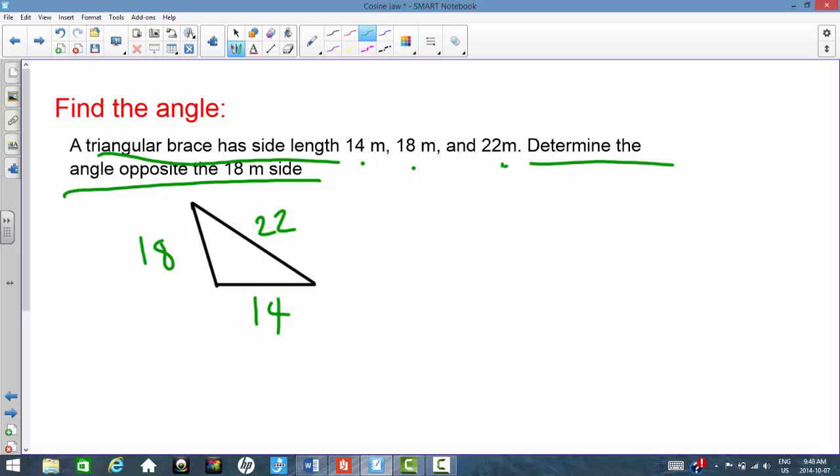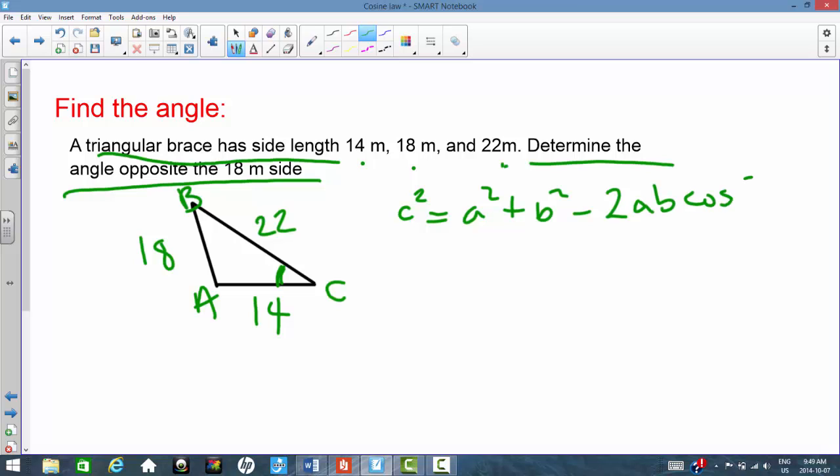Opposite to the 18 is right here. So this is the angle that I need to find. We're going to call that C. We'll call the other two sides A and B. And it doesn't matter what letters you use. You could use your initials, whatever makes sense to you. Because we're trying to find the angle C, we're going to use the formula that has C squared in it: A squared plus B squared minus 2AB cos C. The reason we use that formula is because it has the angle C in it, and none of the other two formulas do.